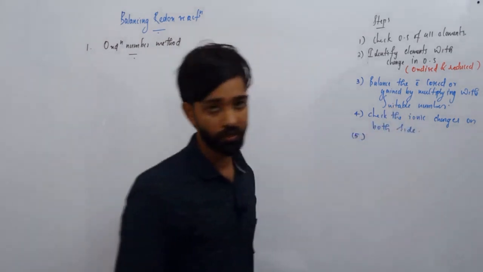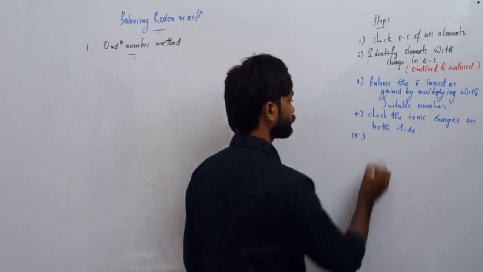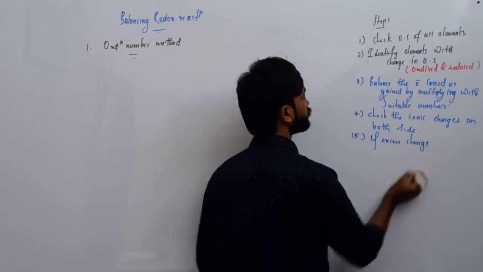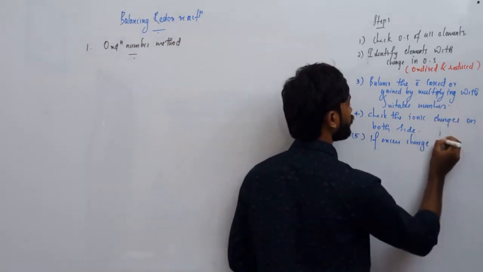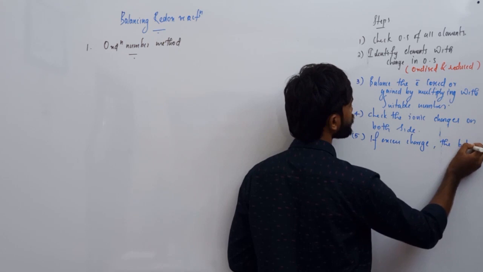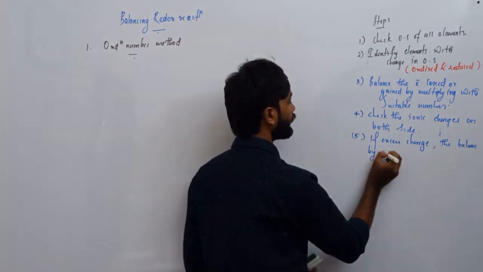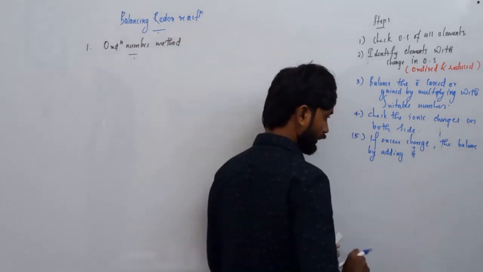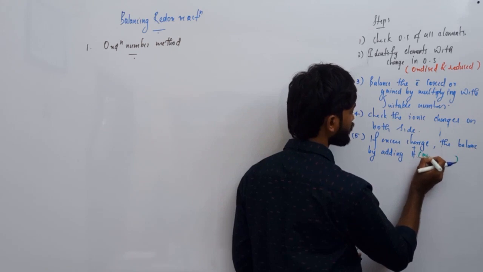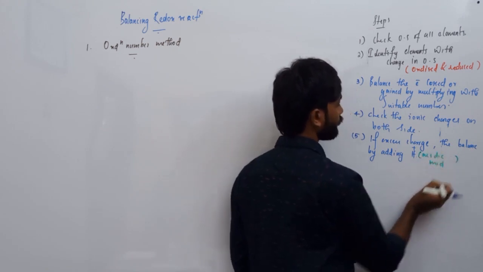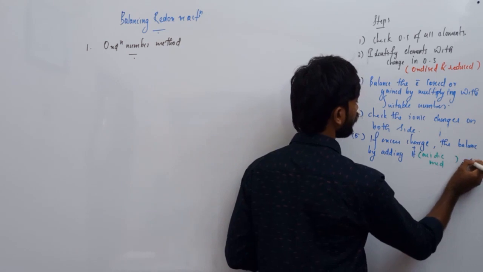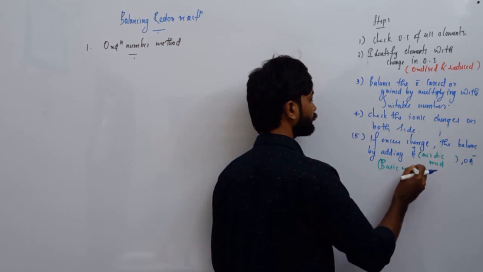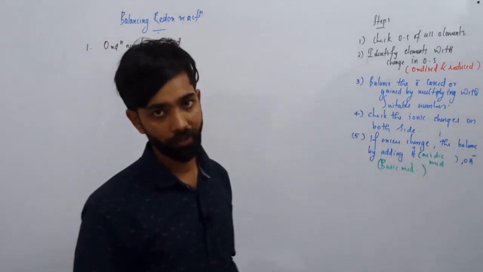So if there is an excess in ionic charge, then balance the excess charge by adding H plus if the reaction is in acidic medium, or you can use OH minus if the reaction is in basic medium. Ready? Okay.